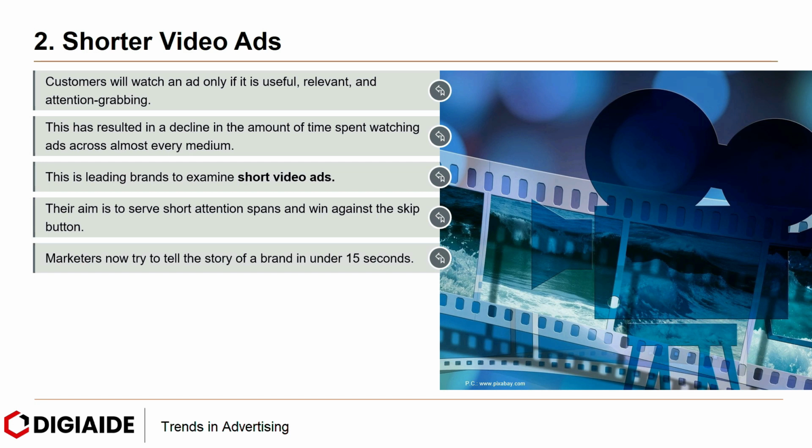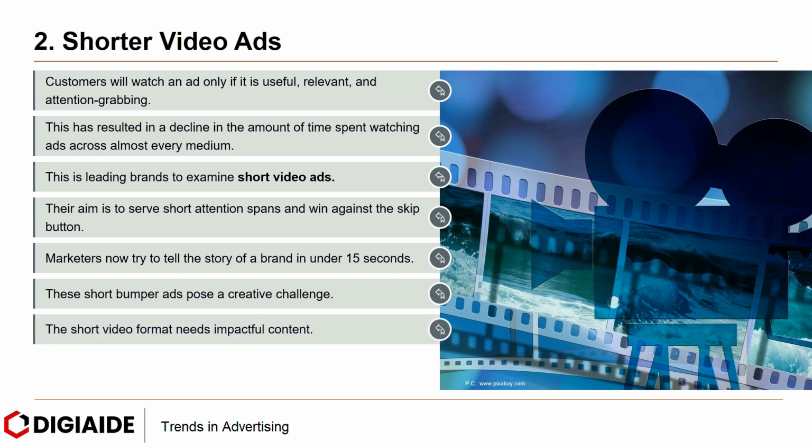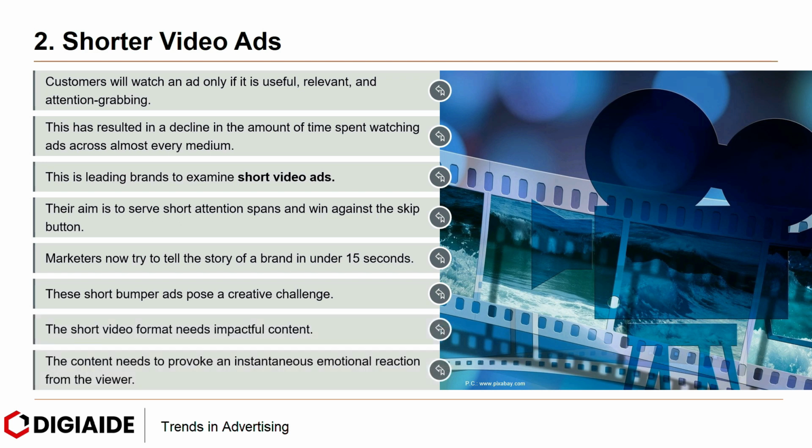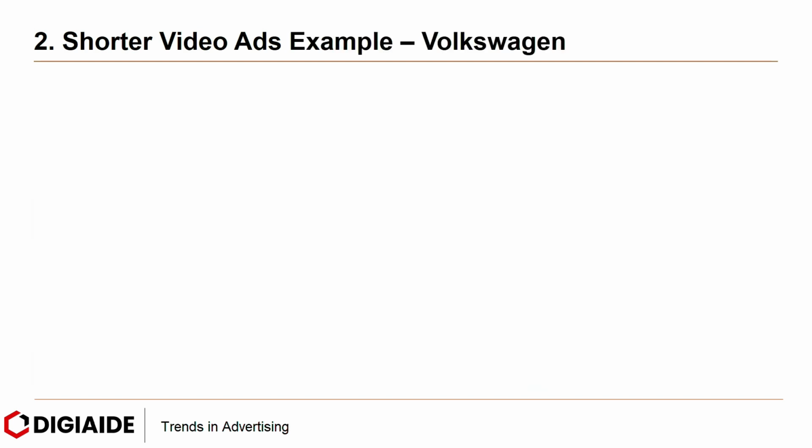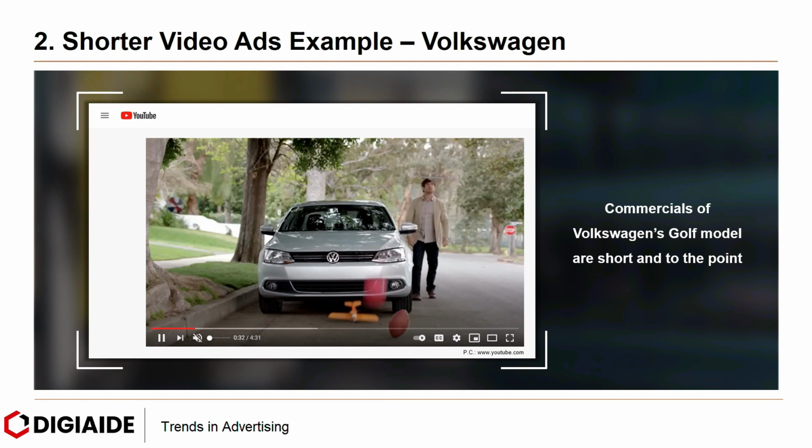Marketers now try to tell the story of a brand in under 15 seconds. These shorter bumper ads pose a creative challenge. The shorter video format needs impactful content, and the content needs to provoke an instantaneous emotional reaction from the viewer. One brand doing justice in this particular space are the commercials by Volkswagen for its brand of cars, Golf. The ads are short and to the point, and in most cases, they do not involve any audio.